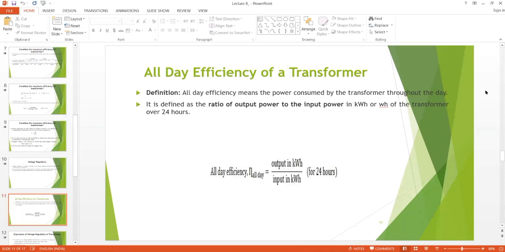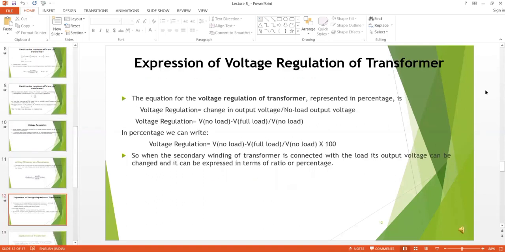Then we talk about all-day efficiency. There are two efficiencies: all-day and commercial efficiency. All-day efficiency, you can see, is output kilowatt hour for 24 hours, whereas commercial efficiency is not calculated like this, and it is more than your all-day efficiency. So the formula I was talking about, you can see voltage regulation is V no load minus V full load divided by V no load.